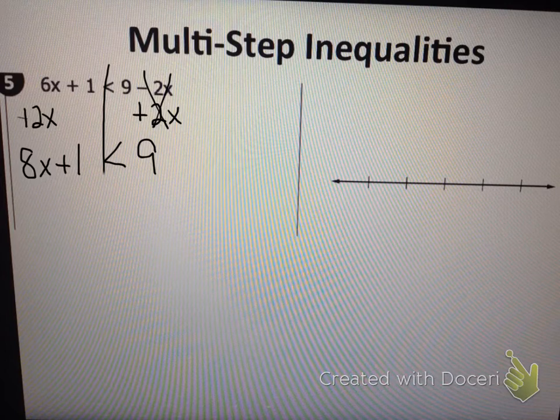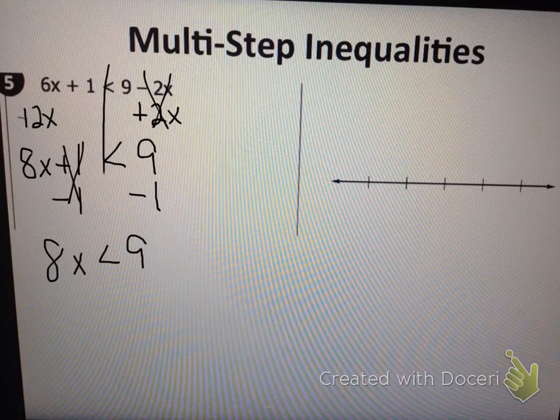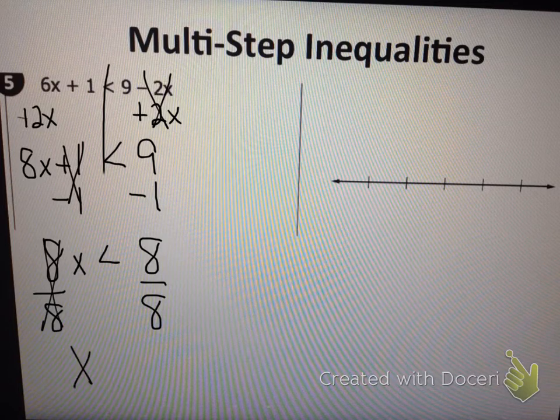Now, in this step, we're going to subtract 1 to get rid of the 1, just following our steps for solving equations. We'll have 8x is less than a positive 8. Not 9, is less than 8. Divide by 8 on both sides. The 8's cancel, leaving us with x is less than 1.